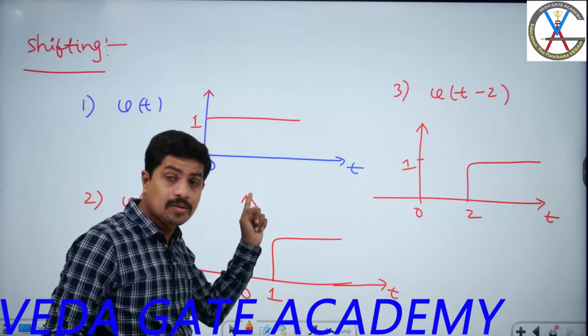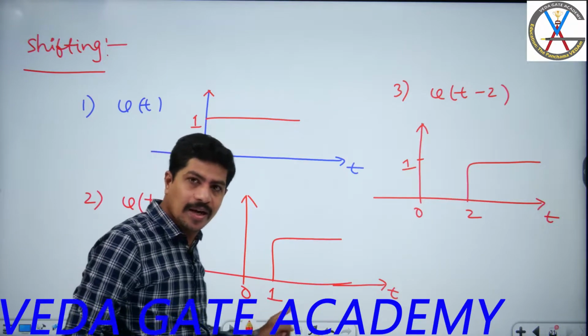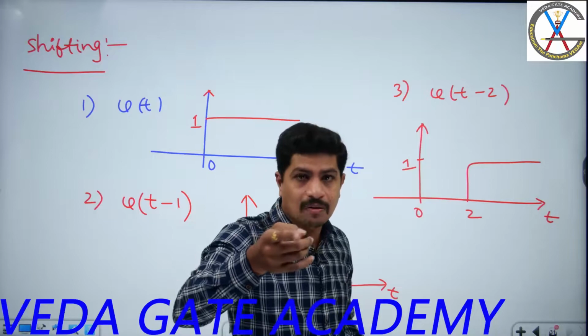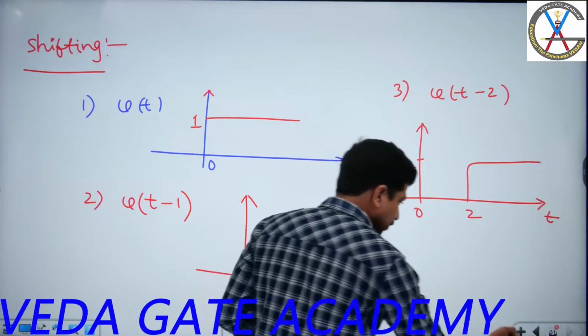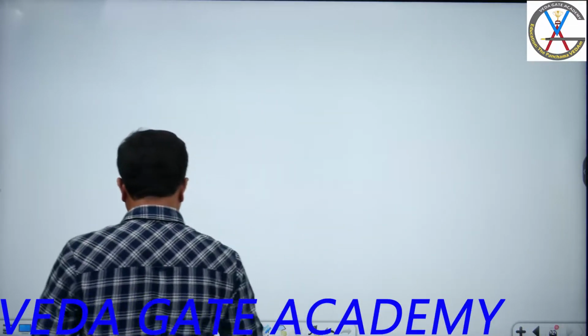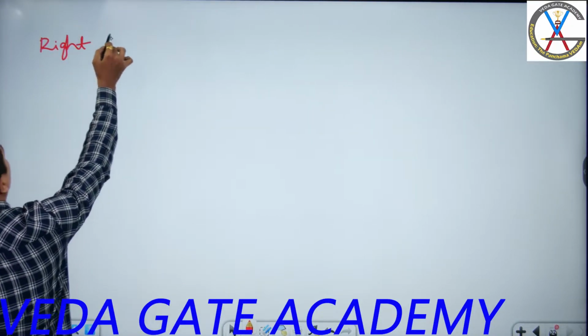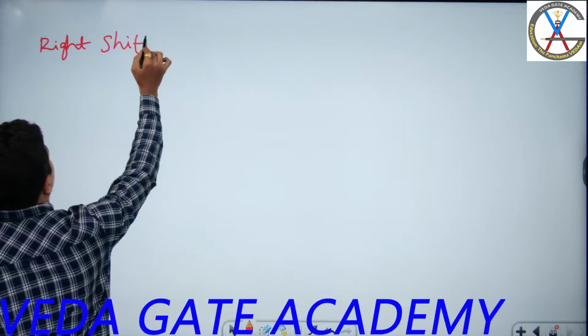This is starting at t is equal to 0. This is 1 second delayed, and this is 2 seconds delayed. The right shifting version of a signal is also called the delayed signal. I'll be writing here: right shifting of a signal.